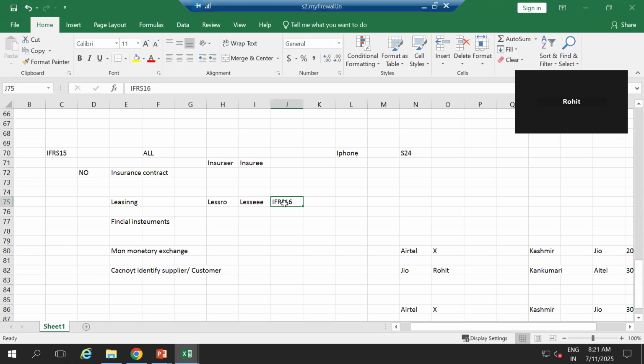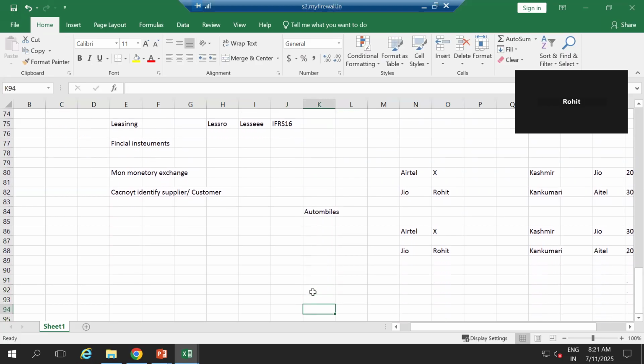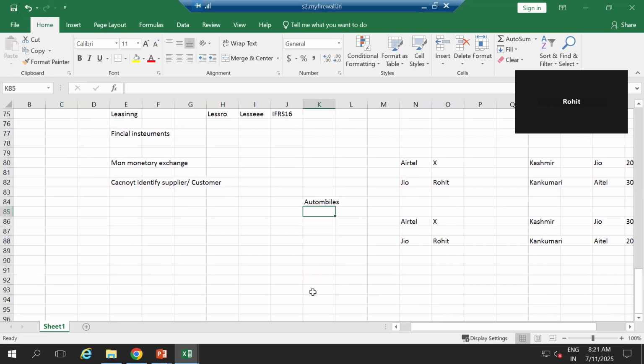No, I did not say automobile or any industry, right? If your automobile company has a contract with a customer, I'll tell you a very good example, automobile. Can you tell me what business automobile companies do? They sell cars. When they sell a car, won't they provide a warranty for the car or a service for the car?